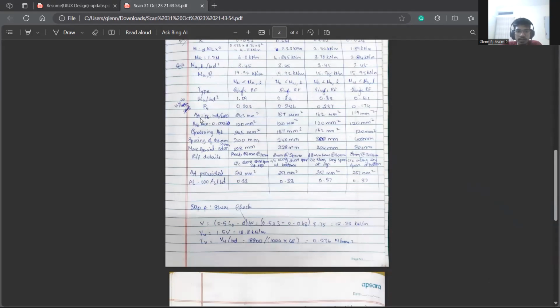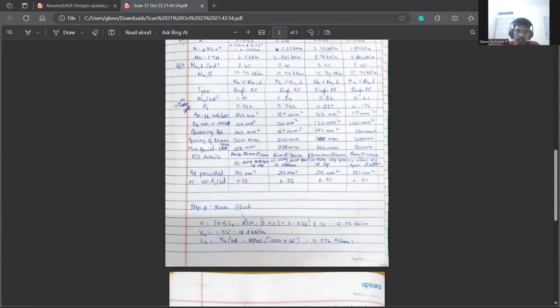So for AST, we have a formula. Using PT, we can find AST. AST is equal to PT into bd by 100. Using the formula, we get these values. AST minimum we calculate as 0.0012 into b into d. That is a formula, so using that we get 120 millimeter square. So the governing AST is these values.